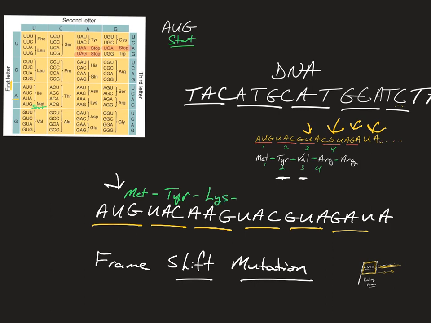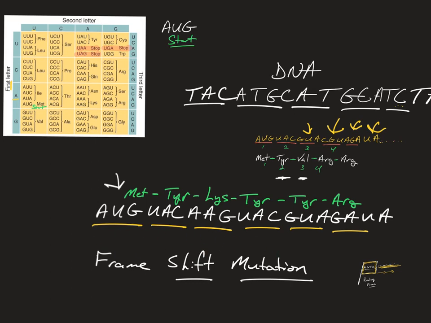Then UAC is what? Tyrosine. You don't have to know these, obviously. AGA is what? Arginine, ARG, and then whatever. So now, do you see what just happened? You used to have methionine, tyrosine, valine, arginine, arginine. Now you got methionine, tyrosine, lysine, tyrosine, tyrosine, arginine. Now you've changed the protein significantly. So frame shift mutations change the protein significantly. That's the take home here.